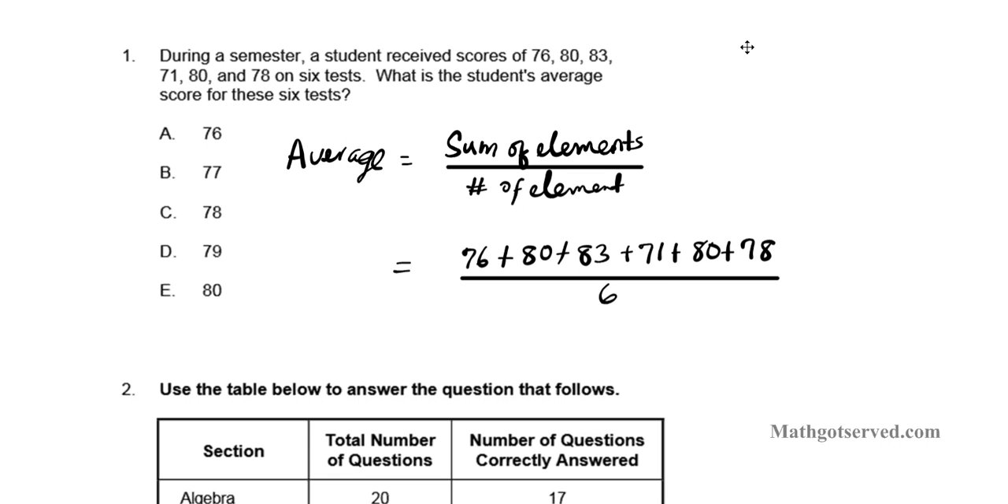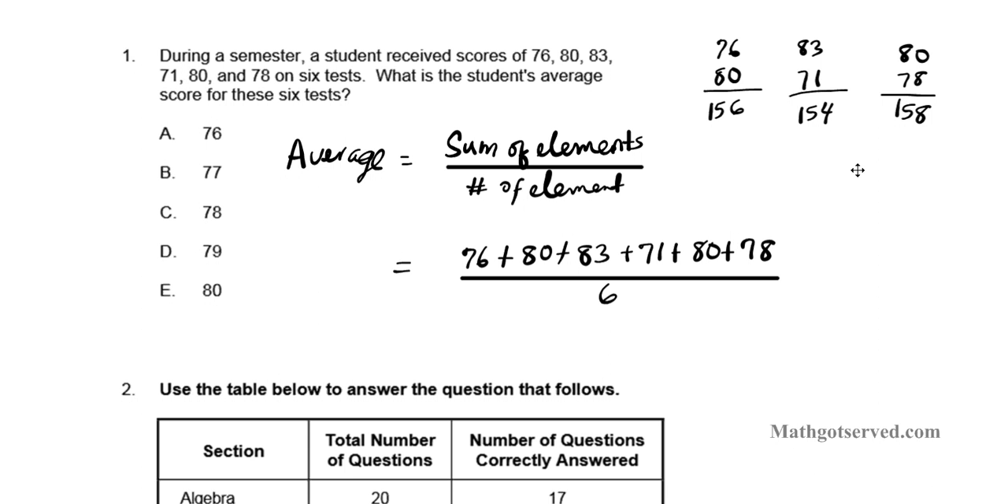All right, so let's go ahead and compute the sum. First, I'm going to do them in pairs. Let's do 76 plus 80. First, 76 plus 80 is 156. And then let's do the next pair, 83 plus 71. If you sum that up, you get 154. And then 80 plus 78, the last two, is 158.